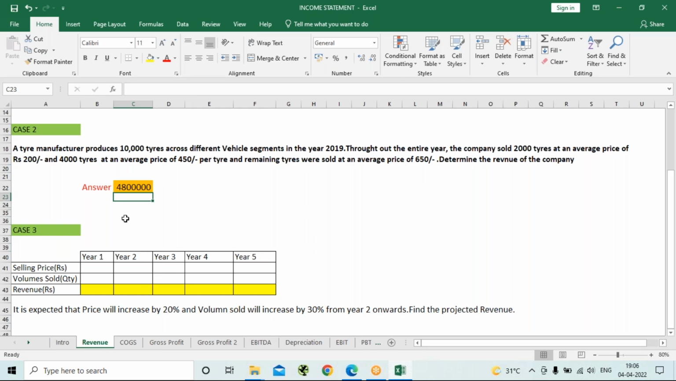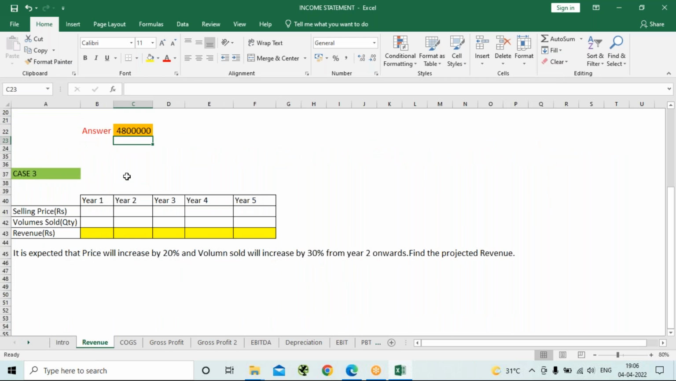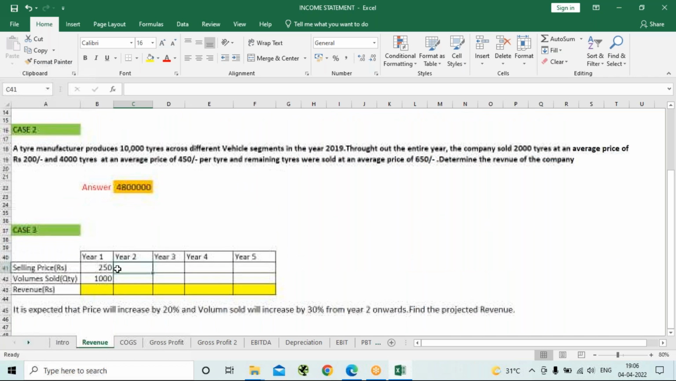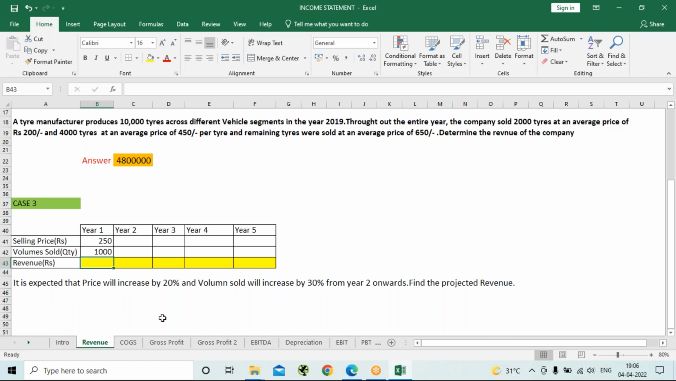Now, those were two simple calculations that we did. Now let's assume this in case 3. Let us take the selling price as 250 and the quantity as 1,000. Let us take the same values in case 3 for year 1. Now we will calculate. Okay, so the value is calculated.